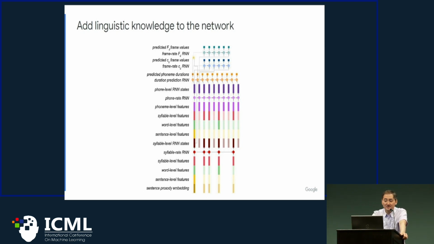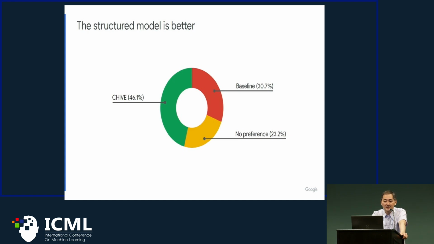In terms of evaluation, clearly we see from subjective listening tests that a hierarchically structured clockwork model does indeed give us better prosody. We've got plenty of other results in the paper. Please come along to the poster if you want to hear some samples as well.